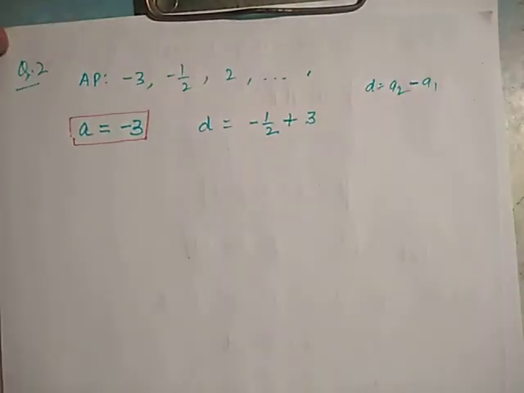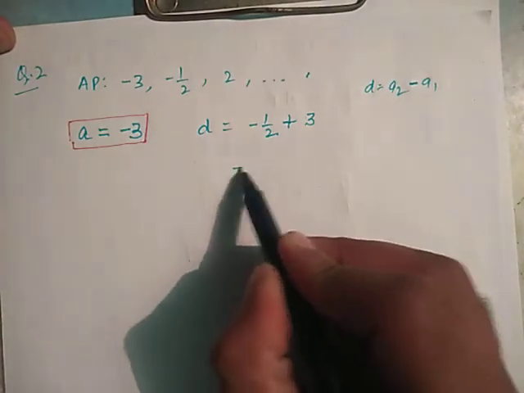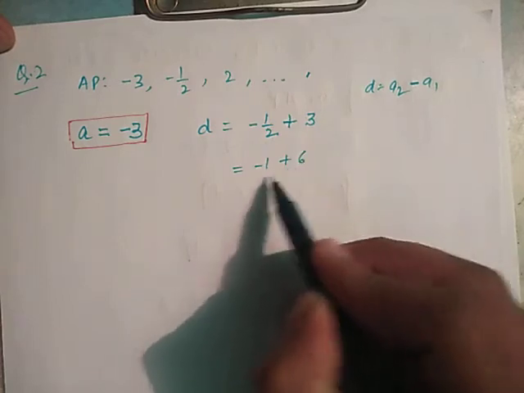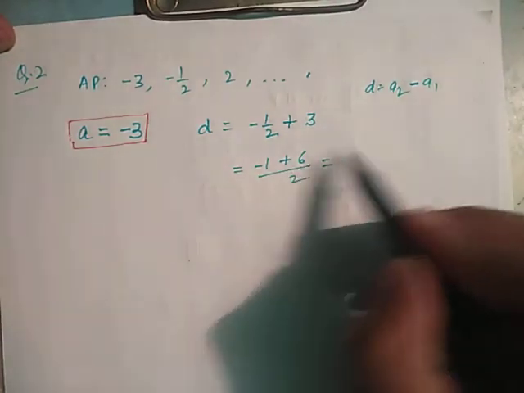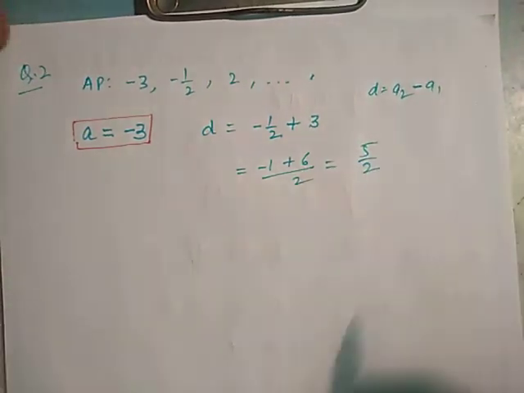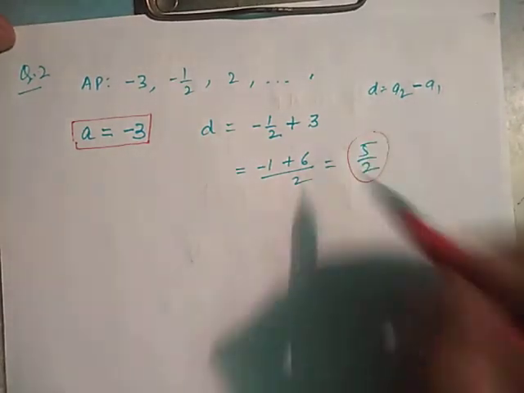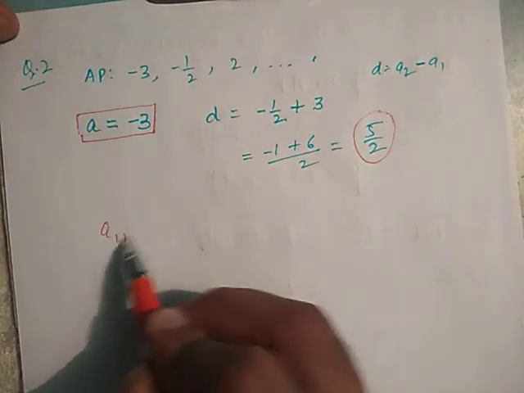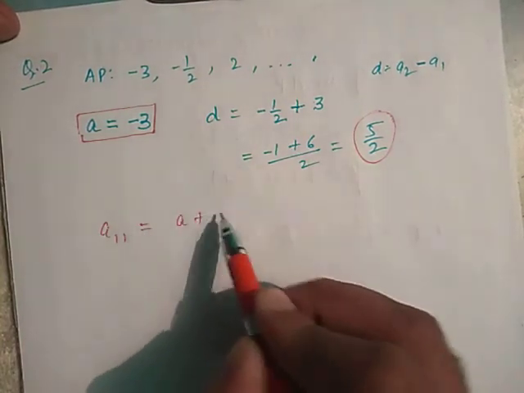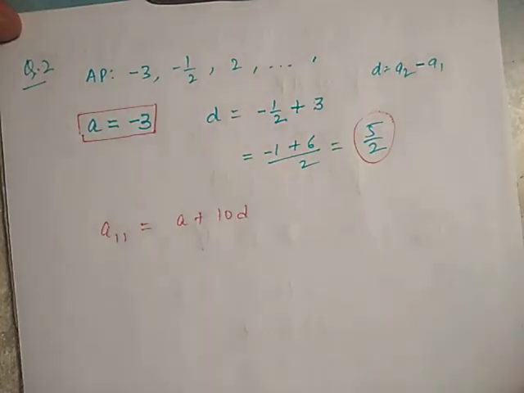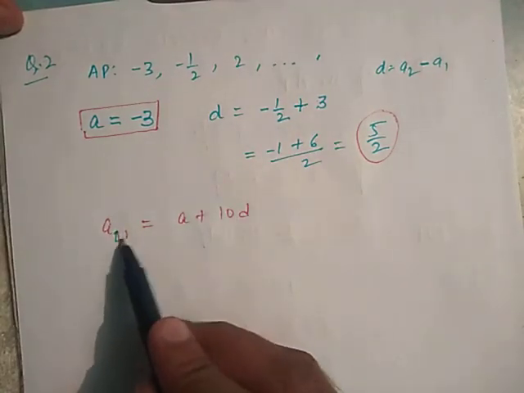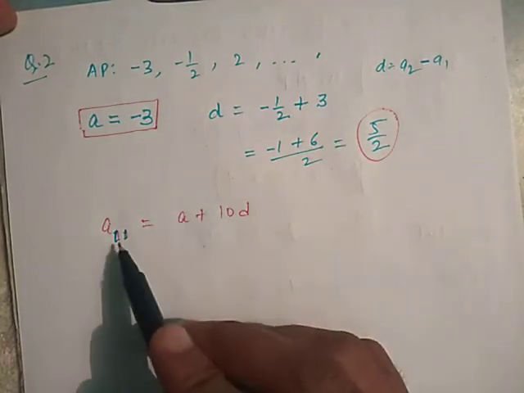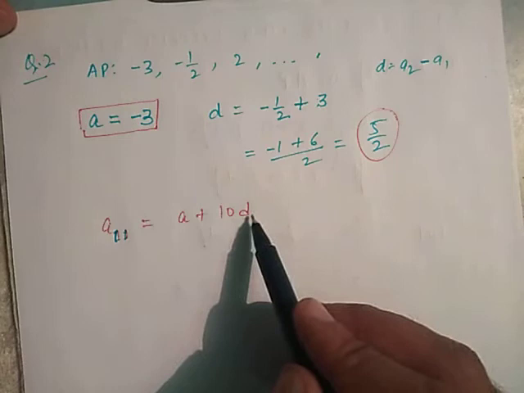So -1/2 plus 3, and on solving it, it will be equal to -1 plus 6 upon 2, and on solving we will get 5/2. So our difference is 5/2, and we have to find the 11th term. Now A11 will be equal to, very simple, A plus 10D. You have to keep in mind a simple concept: if you have to find the 11th term, then you have to multiply D by 1 less than the term number.